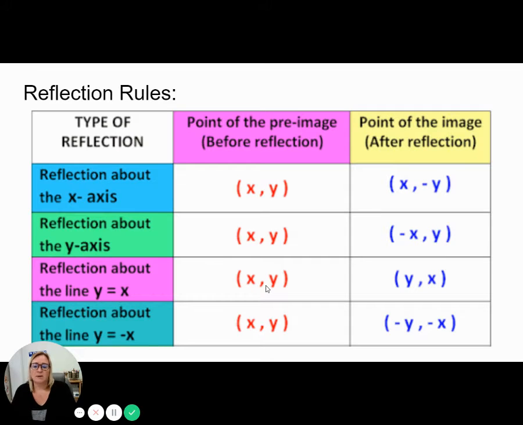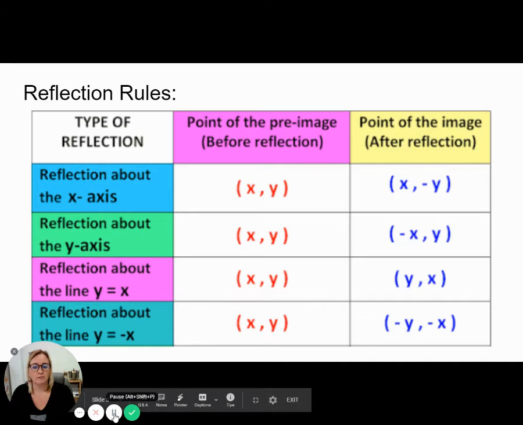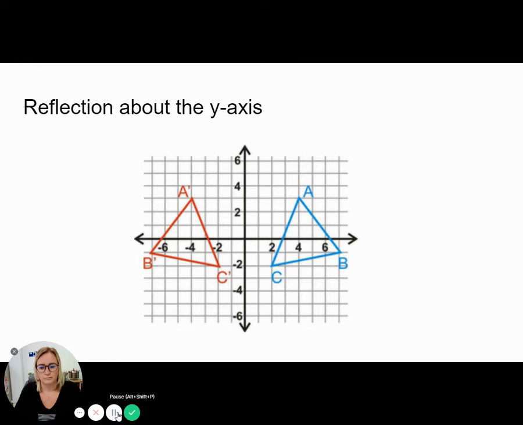This is something I would take a picture of, screenshot it, write it down into your notes. These are going to be things that you are going to want to reference in the next few weeks as we finish transformations. These are the rules for writing your rules for reflections every single time. So these are the formulas that you would use. I would take a couple of minutes and make sure you have these in your notes. You're going to need them for your proficiencies.